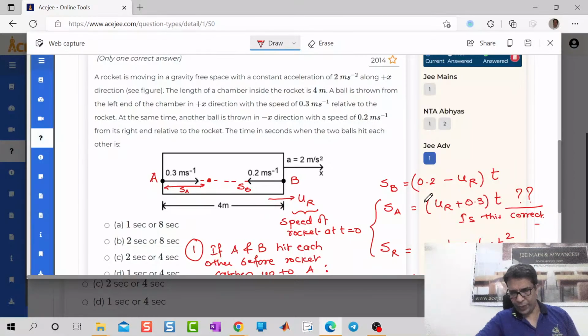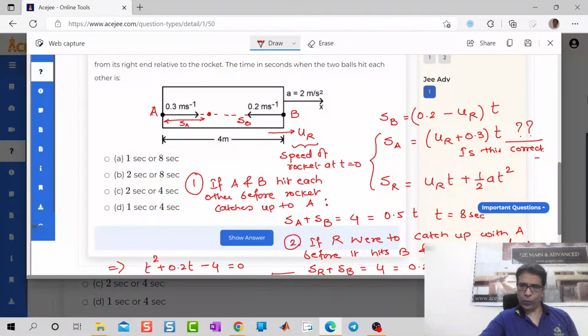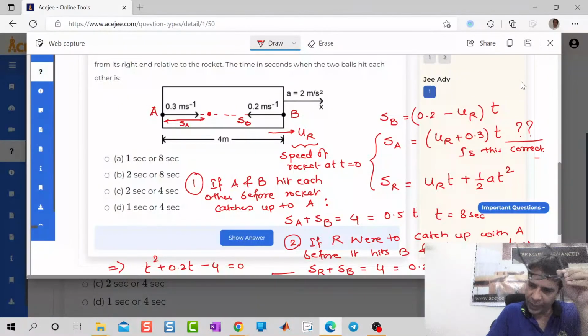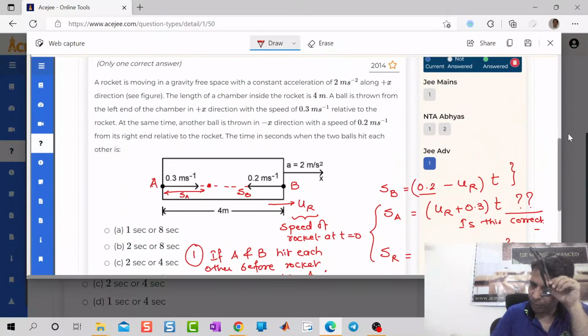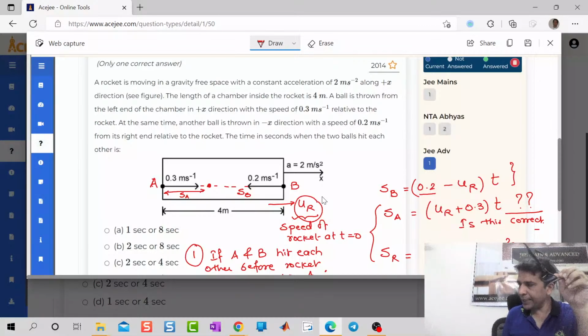So if you do that, then you will write the equation as for B. For B, assuming that it is traveling to the left, you wrote this as 0.2 minus UR. Right, beta? 0.2. What is UR? I've assumed that the speed of the rocket towards the right is UR at the time of launch. Correct? Yeah, okay. So the velocity towards the left is 0.2 minus UR, right?